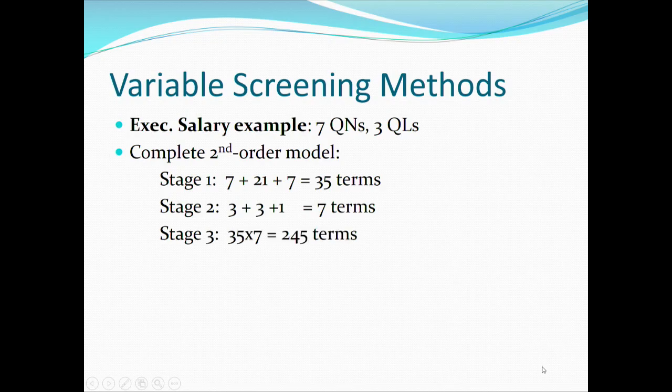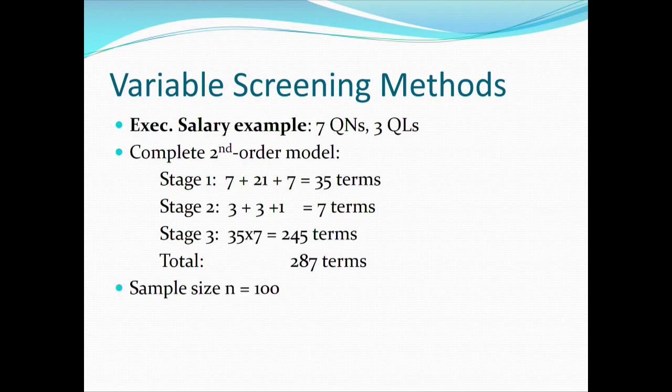Then you finish up with stage 3. And remember what I said here? This is actually the easy part, that somebody, if skilled enough, could train monkeys to do this. Okay? You take all the terms from stage 1 and you interact them with all the terms from stage 2. And how many is that? Well, you just multiply the 2 out. 35 times 7 gives you 245. That's how many terms you would have in this model. Add them up and you get 287. That's one big model.